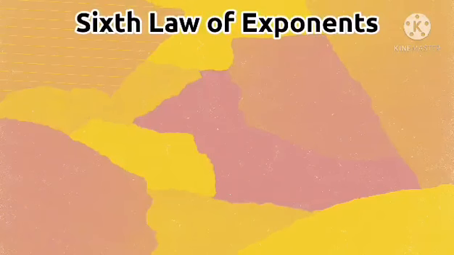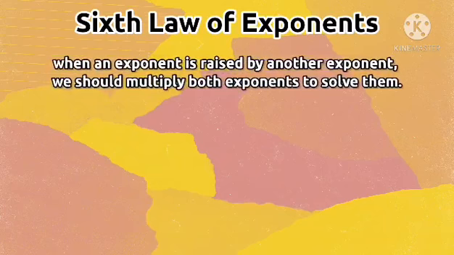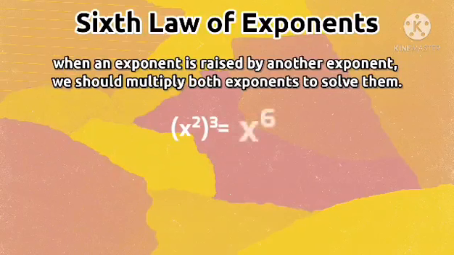The sixth law of exponents states that when an exponent is raised by another exponent, we should multiply both exponents to solve them. For example, if we have x to the power of 2, all to the power of 3, the final answer would be x to the power of 6, since 2 times 3 is 6.